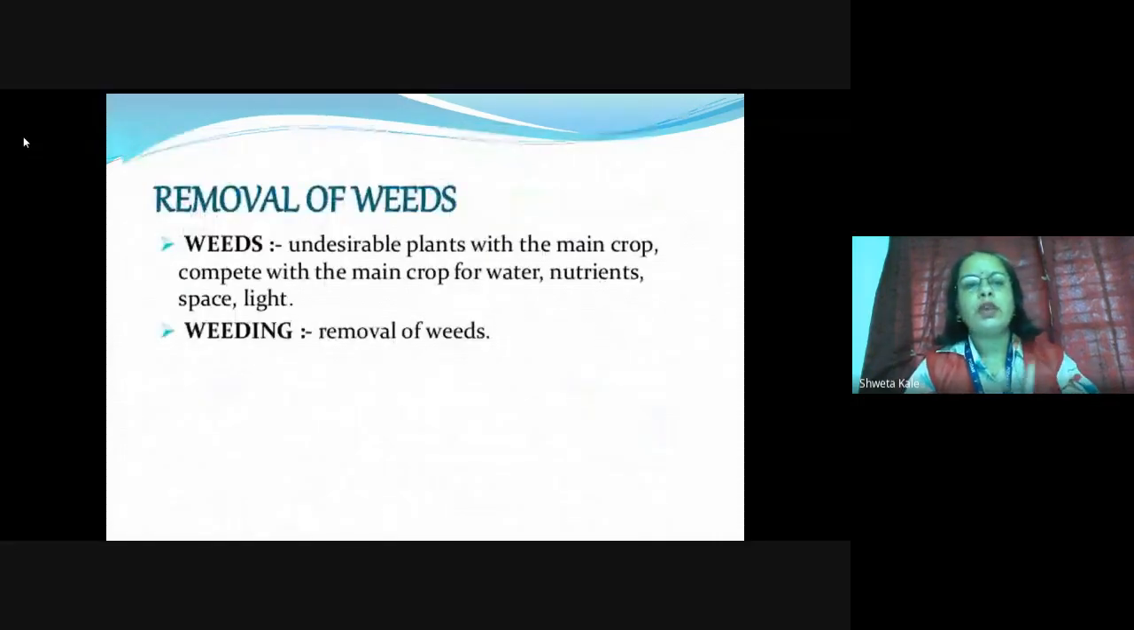Now first one, what is meant by the removal of weeds or the process of weeding? Weeds are the unwanted plants that grow along with the main crop. If the weeds are not removed, the main crop will get deprived of the essential nutrients. So, it is very necessary to remove the weeds from time to time that grow along with the crop. So, this process where we remove the weeds is known as the process of weeding.